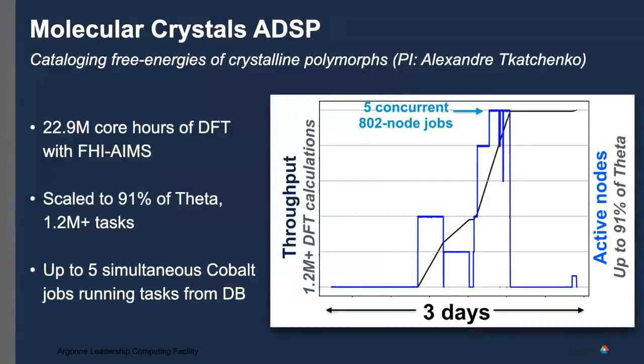Here, this blue curve shows the utilization as the number of running jobs. And we were running in increments of 802 nodes. So you see that by running up to 5 of these, we were using 4,010 nodes of the system. And the great advantage here is that all the jobs are cooperatively pulling tasks from the database. So there's no need to separate which tasks run in which jobs. That's automatically handled for you. And the Balsam launcher guarantees that each task is processed exactly once.